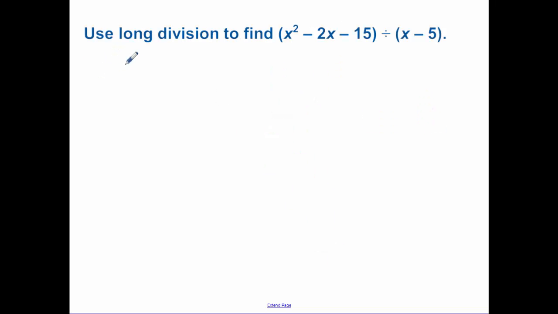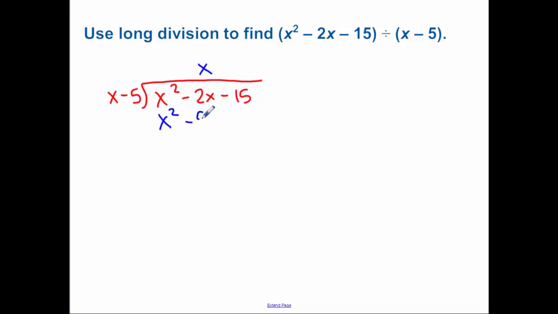Okay, now with polynomials, because that's what our entire goal is. X minus 5 goes on the outside, and then you have x squared minus 2x minus 15. So how I think about it personally is I think, okay, what times x is going to get me x squared? That's going to be x. So x times x, x squared. X times negative 5 is negative 5x.